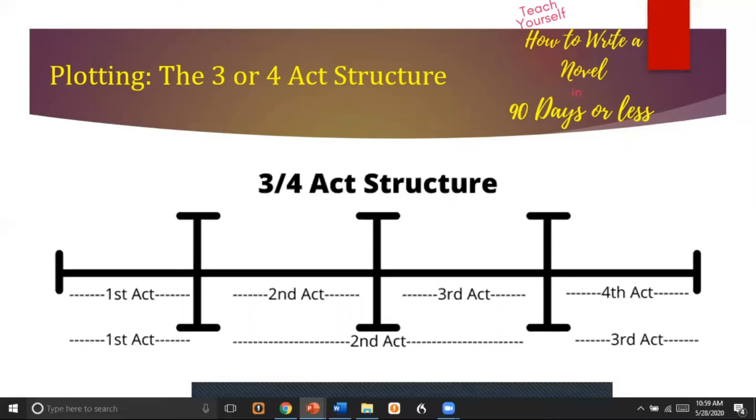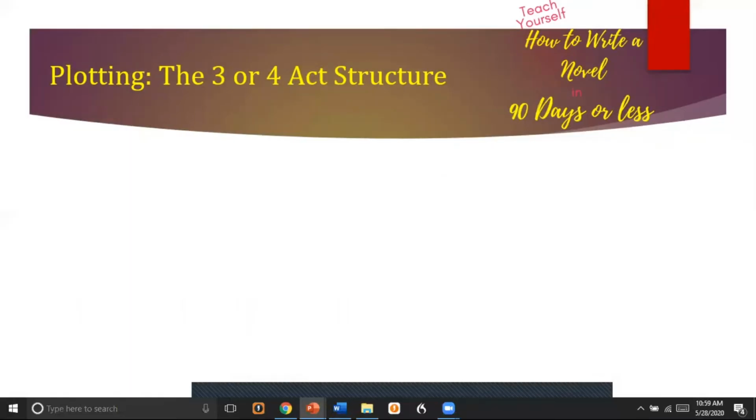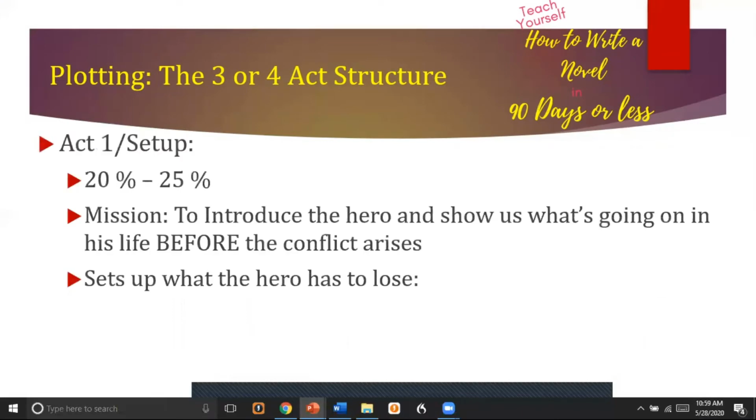So I'm actually going to talk about the 4 act structure, because a lot of people, when they talk about the 3 act structure, they end up dividing the second act into 2 parts anyway. So it's just, to me, more logical in my brain to talk about the 4 act structure. So that's how I'm going to frame this. All right, so here's what you need to know when you're setting up your story.